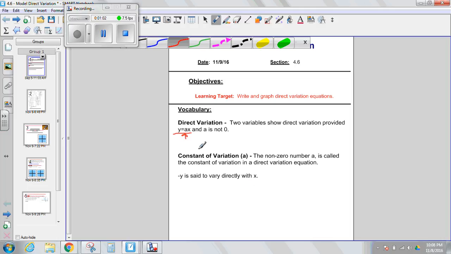Well, our next vocab word is our constant of variation, which is that a that we were talking about earlier. The non-zero number a is called the constant of variation in a direct variation equation. When we write y equals a times x, or y equals your constant of variation times x, y is said to vary directly with x. So this would be like our slope-intercept form where your slope is a, or m equals a, and your y-intercept then is 0.